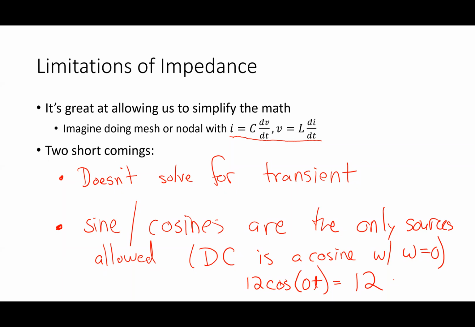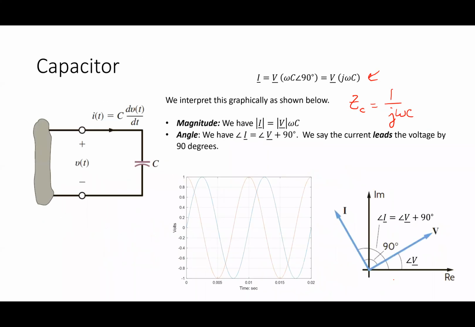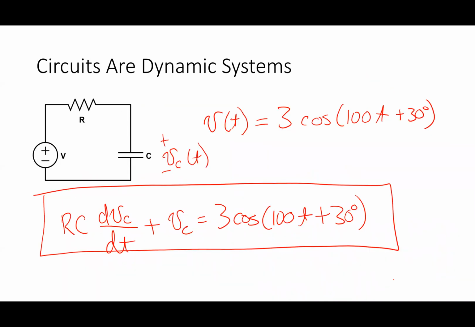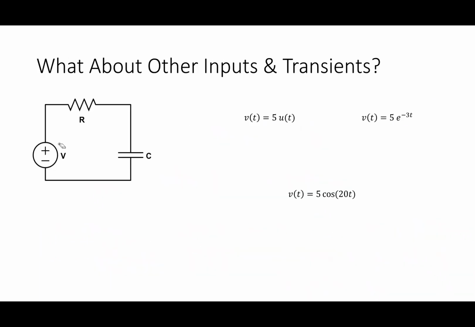Now, to deal with those other things, does that mean we have to go back to differential equations? Differential equations, I said, are the truth. They are always correct. But if I had a square wave, would I write that this equals V, the square wave? I wouldn't want to do that either. So there's another approach.